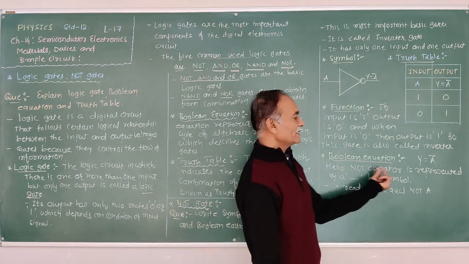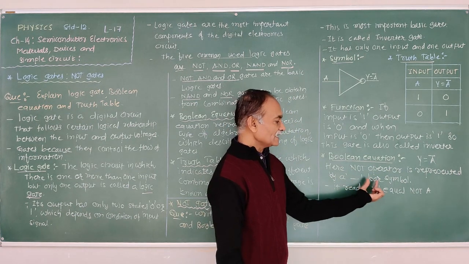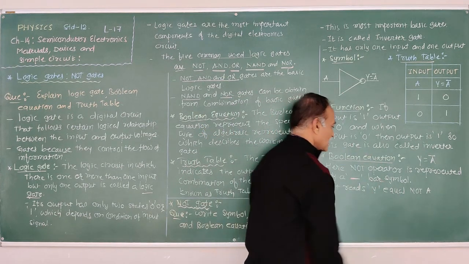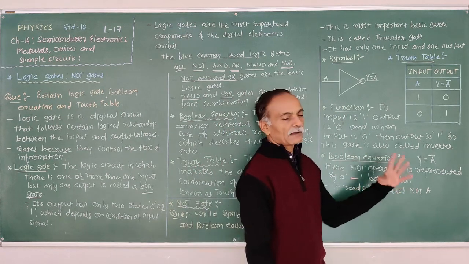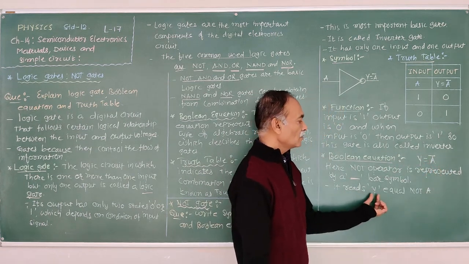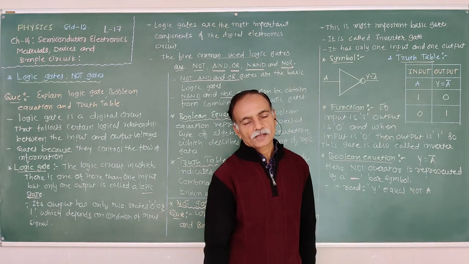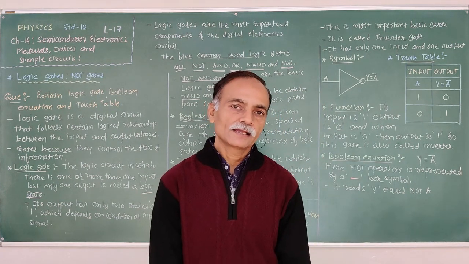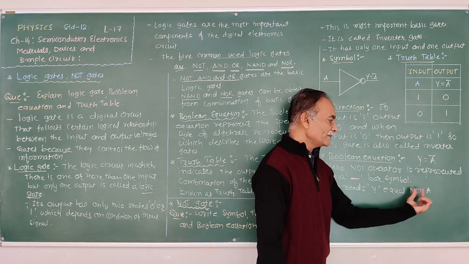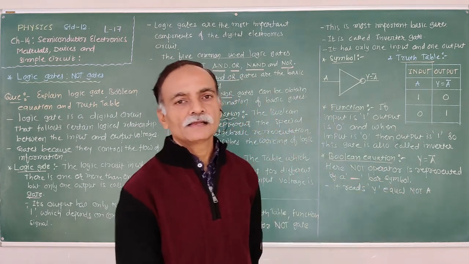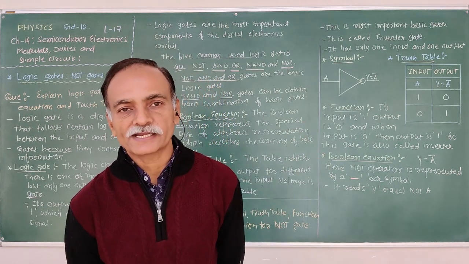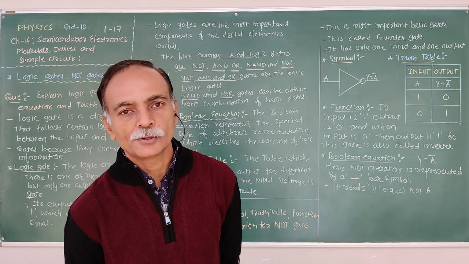Here the NOT operator is represented by the dash line, that is known as the bar symbol. How do we read Y is equal to A bar? Y equal to NOT A. How do we read this mathematical or Boolean equation? Y equal NOT A. NOT is the operator that must be written in capital. Keep in mind that wherever we add the operator, it must be written in capital.